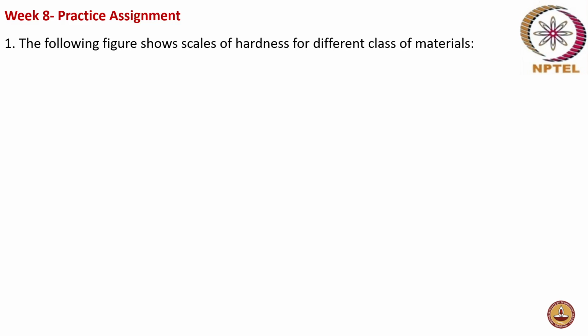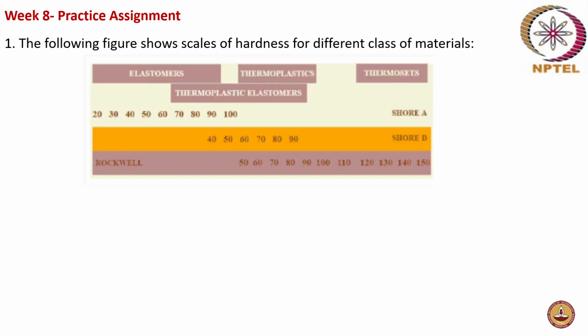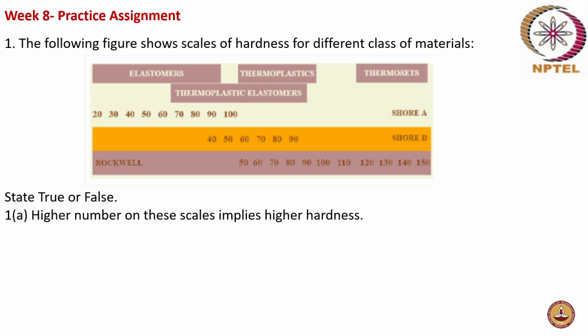So let's see what the first question is. The following figure shows scales of hardness for different classes of materials. Okay, so this is a hardness test. They have shown the scales of hardness, the Shore and Rockwell tests, for elastomers, thermoplastics, thermosets, and thermoplastic elastomers. Now you have to state true or false for the following statements.